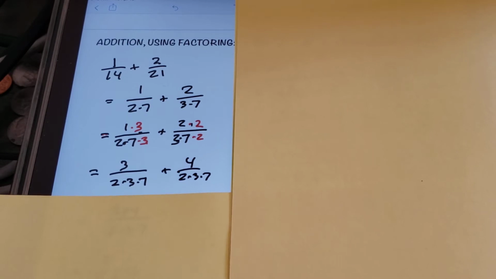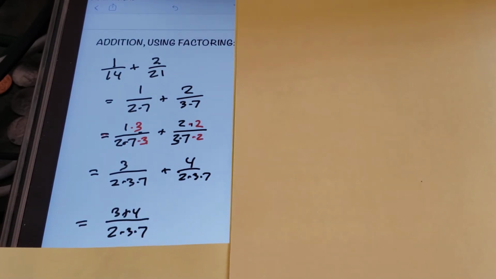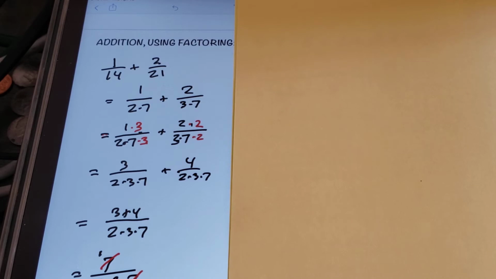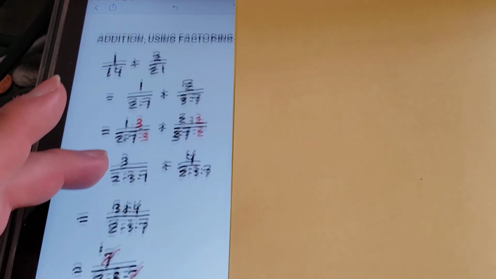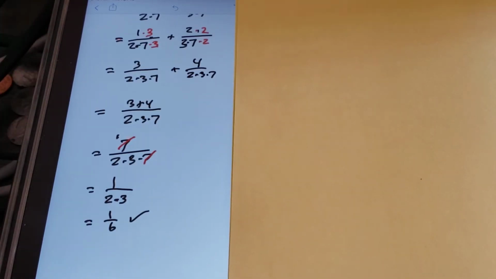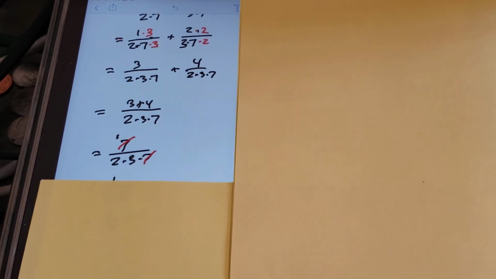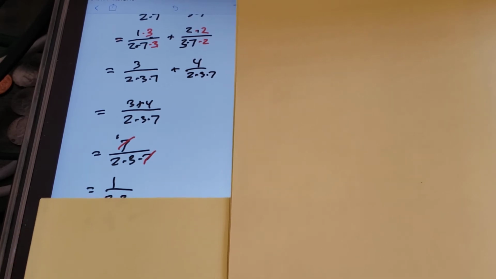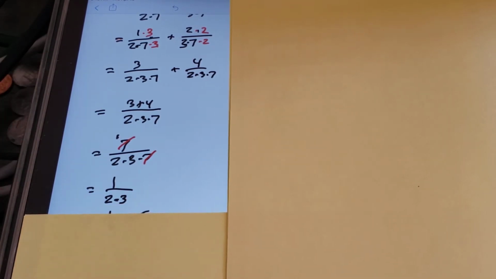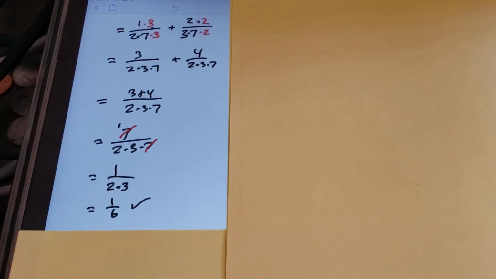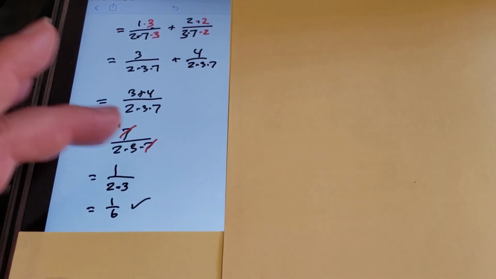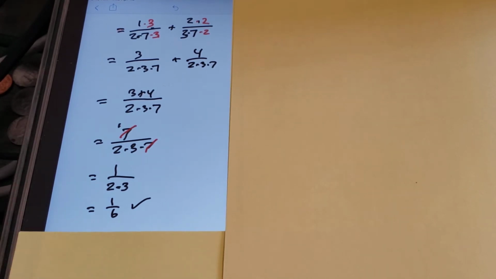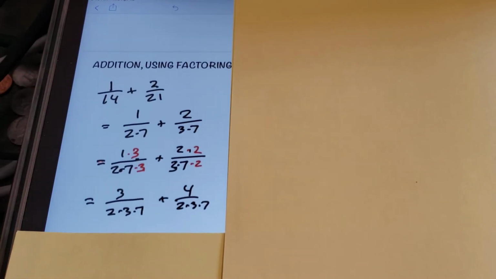Numerators, I'm just going to add those together. And I get 7, 2 times 3 times over 2 times 3 times 7. Notice I kept the 2 times 3 times 7 factored. I didn't multiply it out. Probably a good idea when you're dealing with polynomials. But it was even a good idea here. Notice how the 7 canceled. Anyhow, I get 1/6 as the final answer. So that's the correct answer to adding these fractions together.